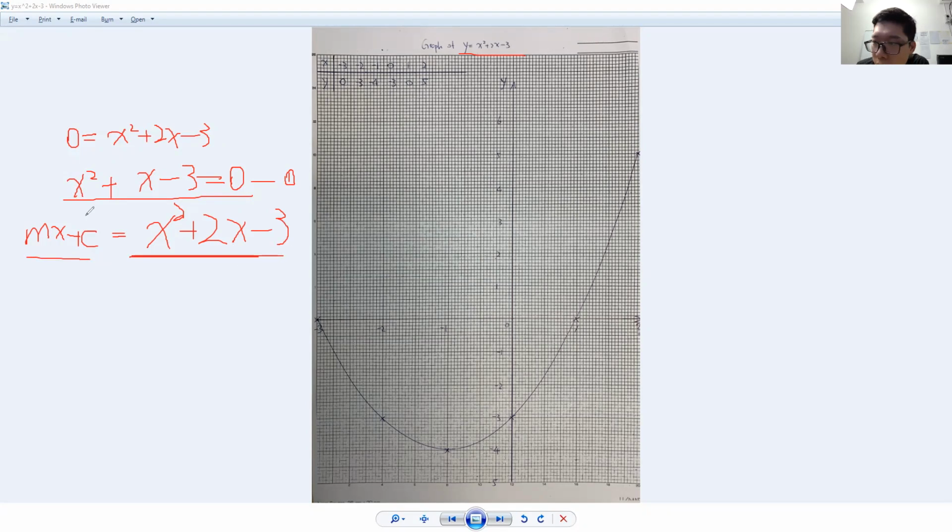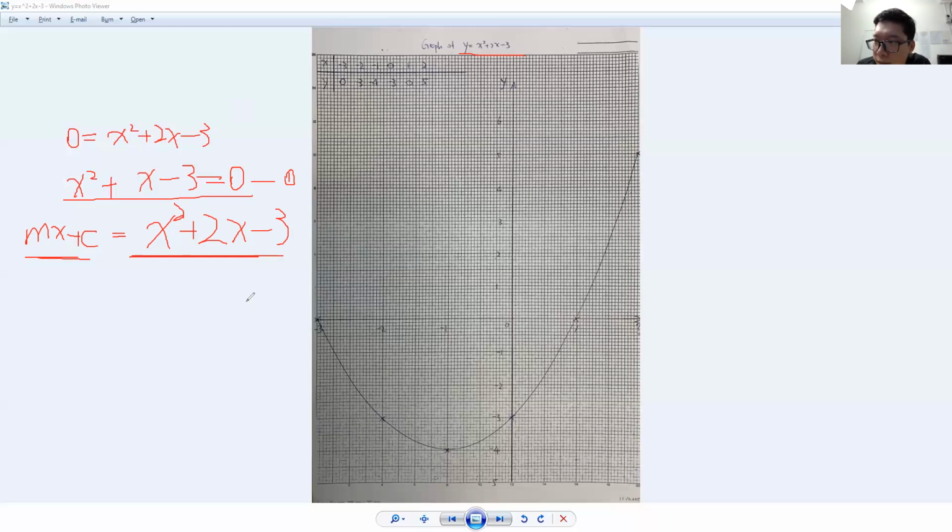But this time, it's no longer a straight line parallel to the x-axis. It will be a slanted straight line. And then we are going to find the 2 intersection points of this straight line and this curve. So similar concept. Okay, so how are we going to transform equation A to the second line?